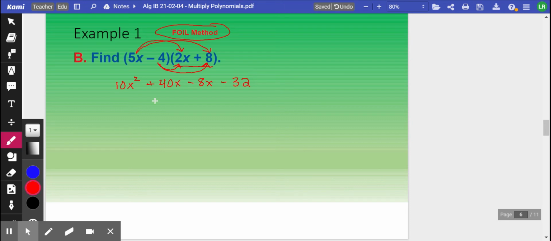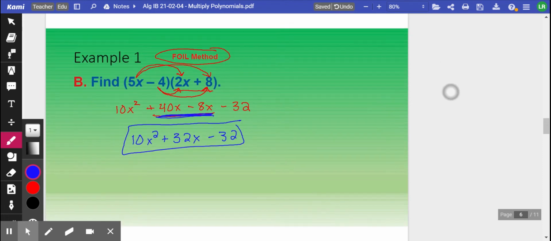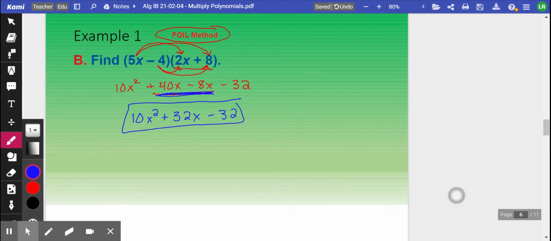And now we still add up our like terms. And we can see here with those two, we have some like terms that we need to add up. And I would get 10x squared. See, 40x plus negative 8x. That would be positive 32x minus 32. Now, in reality, we are doing the exact same thing. The only thing that makes me lean towards the box is it provides some semblance of organization. Okay, so we tend not to forget things as the problems get bigger.